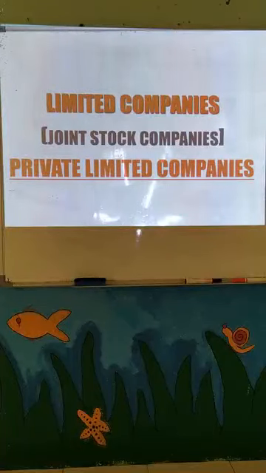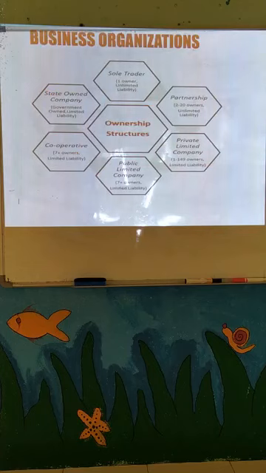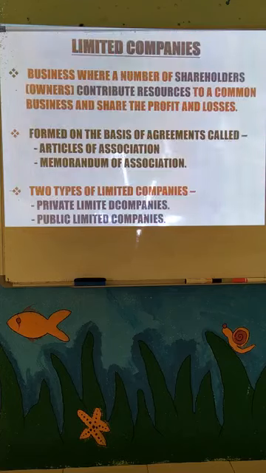Here we are going to see the limited companies or joint stock companies. And from the joint stock companies, limited companies, next we are going to see private limited companies. First we will go over what limited companies are. According to the ownership structure, we can say limited companies or private limited companies are private sector business organizations. First we are going to see what a limited company is.